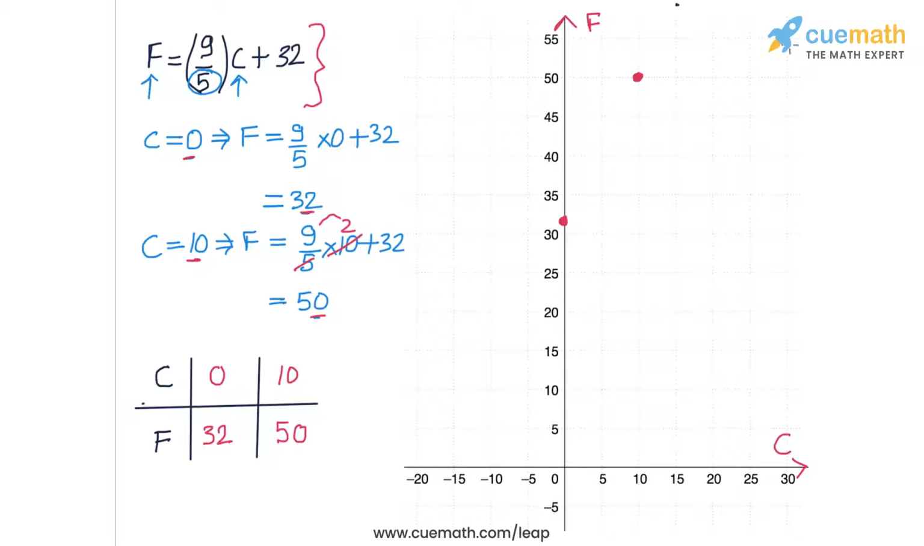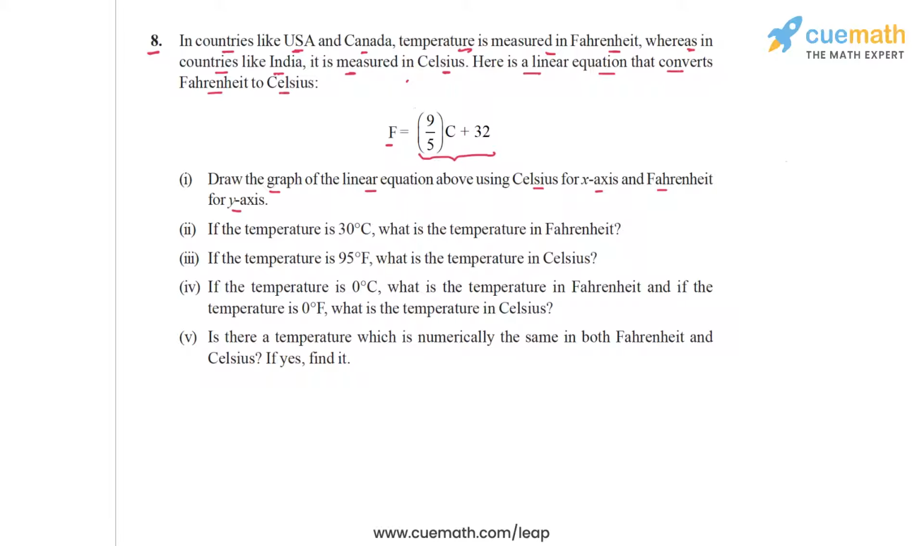And now we just need to draw the line passing through these two points. So let's do that. This is the line that we will get. So this is the solution line or the graph of the Fahrenheit Celsius equation, F equal to 9 by 5 C plus 32. Make sure that you have observed that on the x-axis we have Celsius and on the y-axis we have Fahrenheit. Alright, now coming back to the question, we have completed the first part. We have drawn the graph of the Fahrenheit Celsius linear equation.